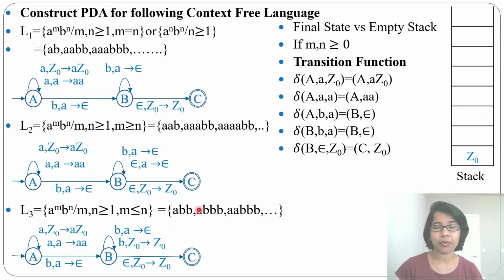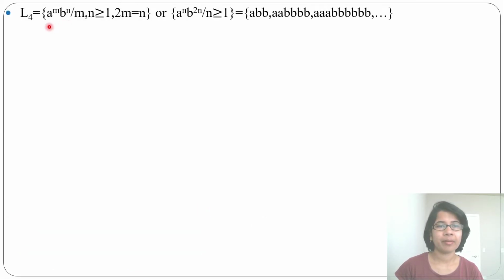Let's design some more PDAs for some more context-free languages. Language 4: a^m b^n, m, n greater than or equal to 1, 2m equal to n. So in place of n, if you substitute 2m, then the number of b will be 2 times the number of a. Or you can simply write a^n b^2n, n greater than or equal to 1. So which strings will it accept? It will accept abb, then 2a followed by 4b, 3a followed by 6b.